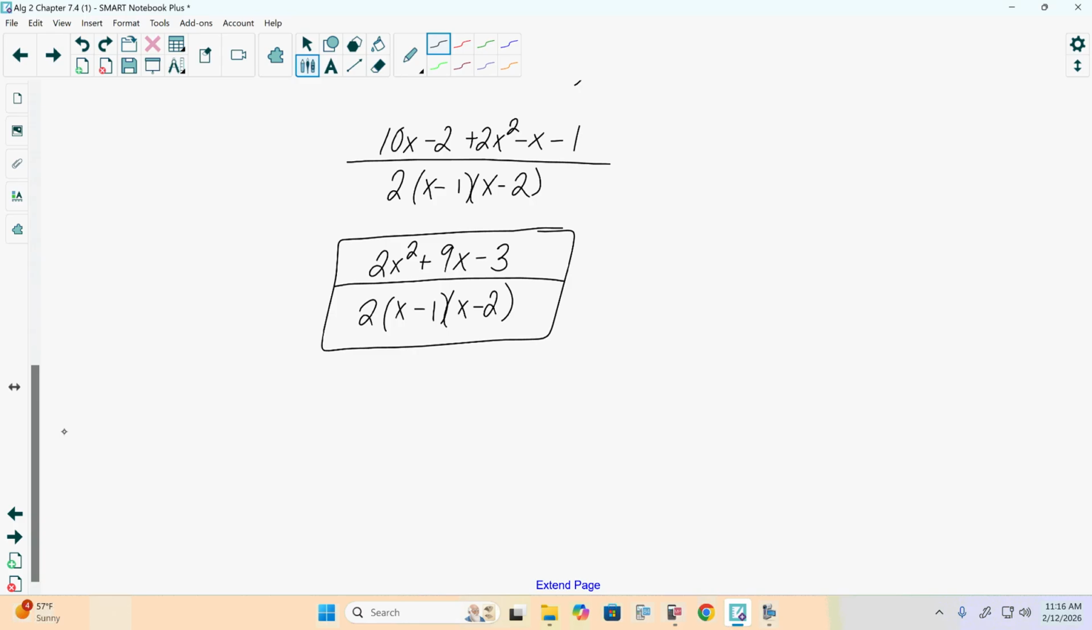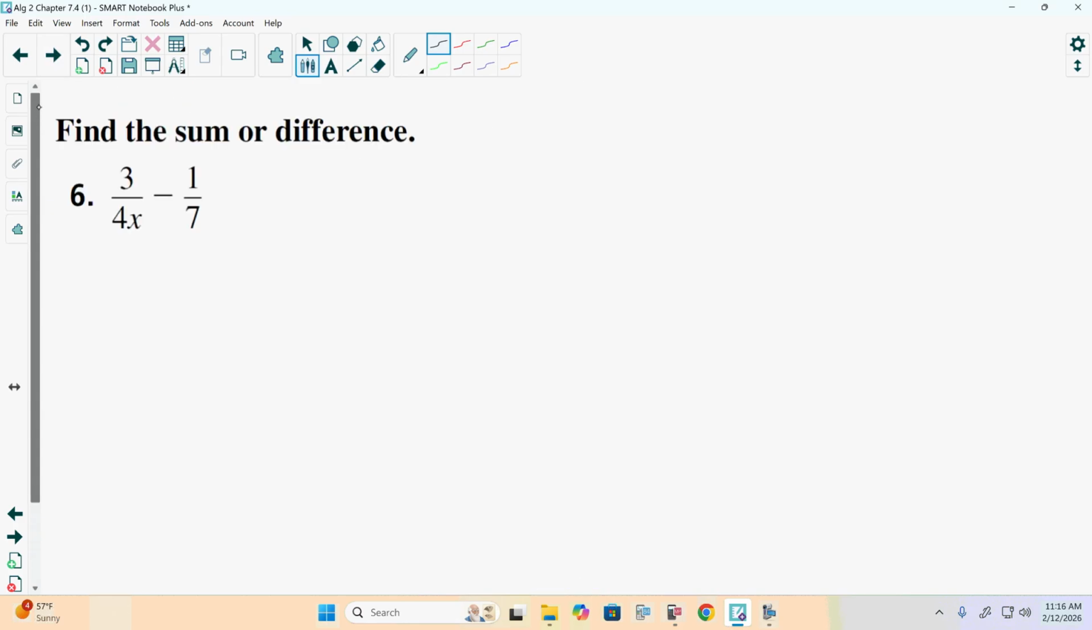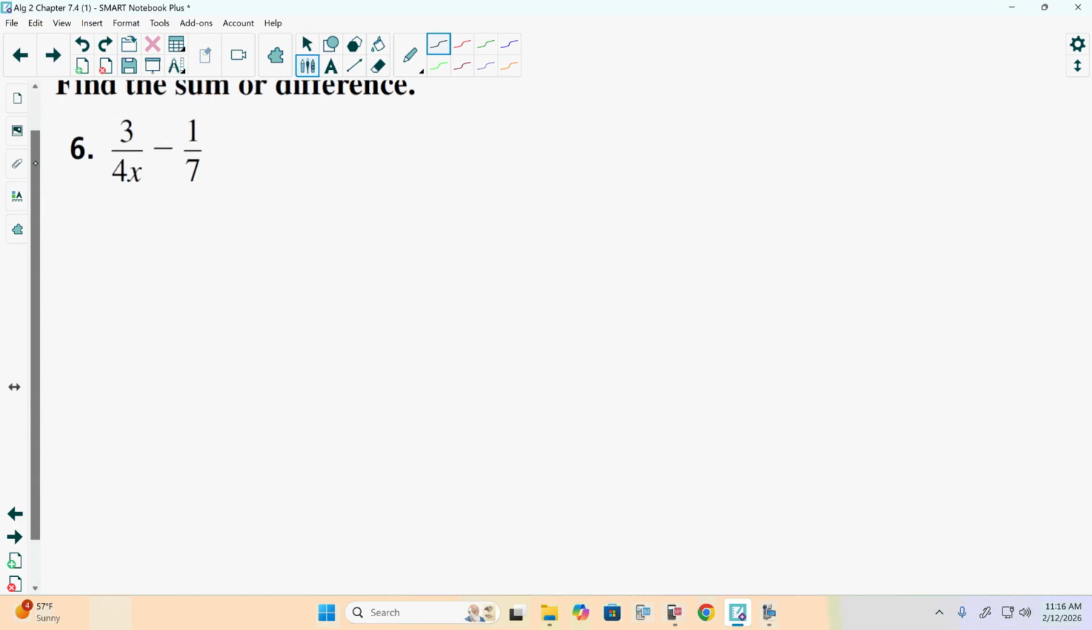How do we feel with addition and subtraction? Because the big thing with addition and subtraction is just getting those denominators the same. Because once we get them the same, add or subtract the numerators, simplify where necessary.